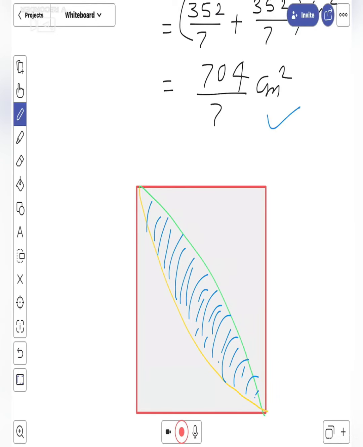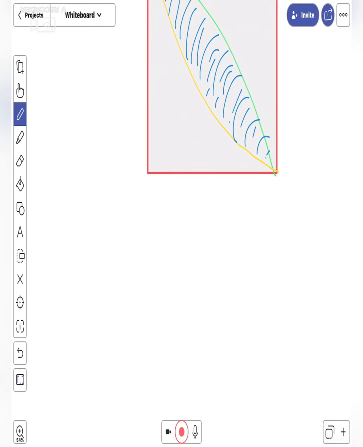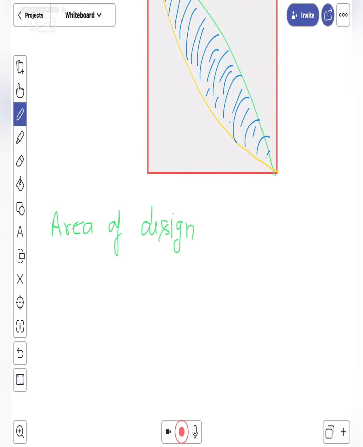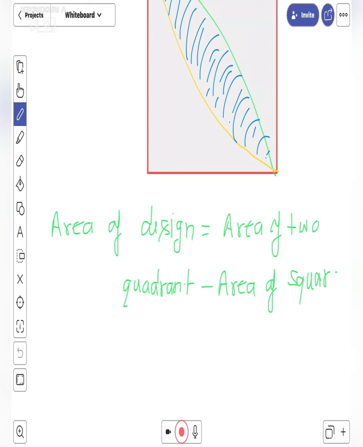तो किस तरह से आप इसको सिंप्लीफाई करेंगे? Let us start here. Yes of course, you will write here: area of design equal to area of 2 quadrants minus area of square. So what you will get?